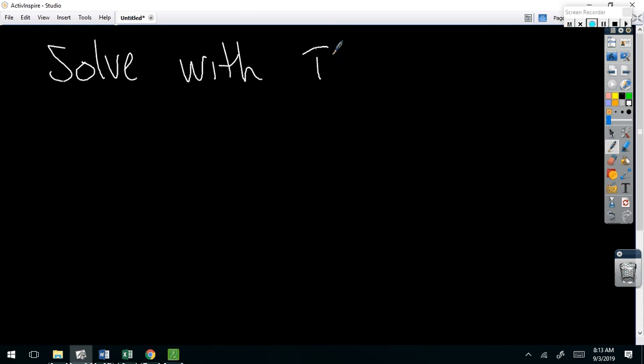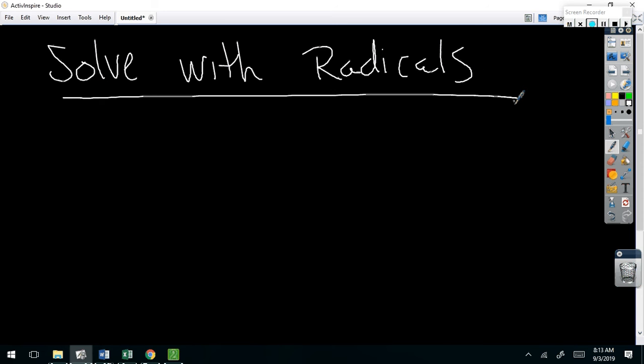Today we're solving with square roots. If I can get in a color that'll show up. Solve with, I'm going to call them radicals. We know that that's just a square root, right? Right, Miss McGee? That's right. Yes, Miss McGee. All right.